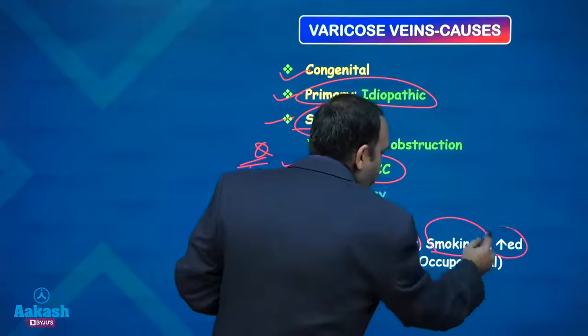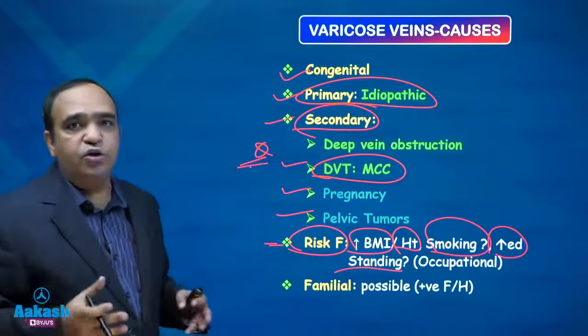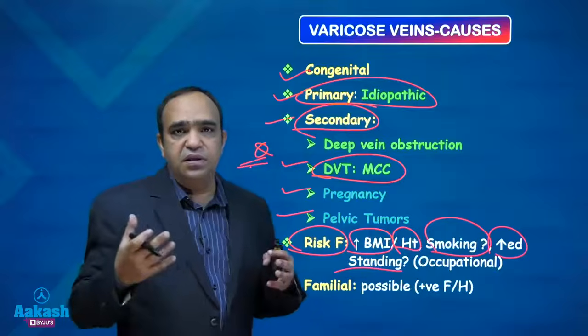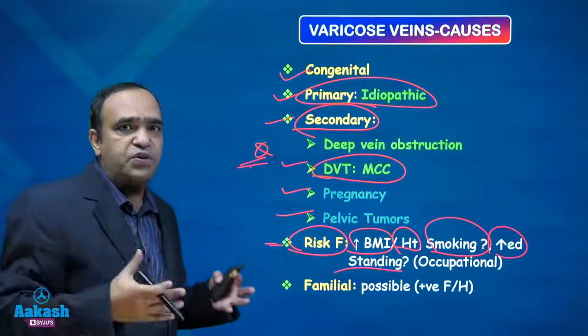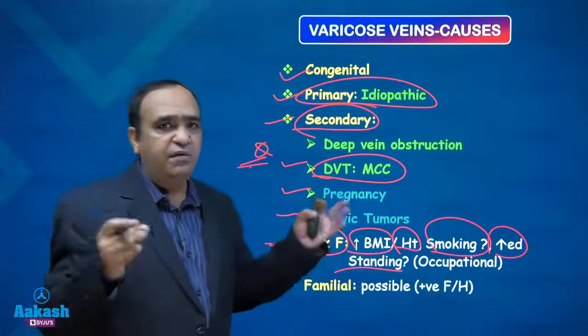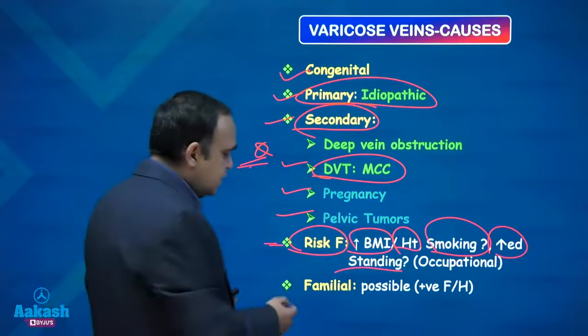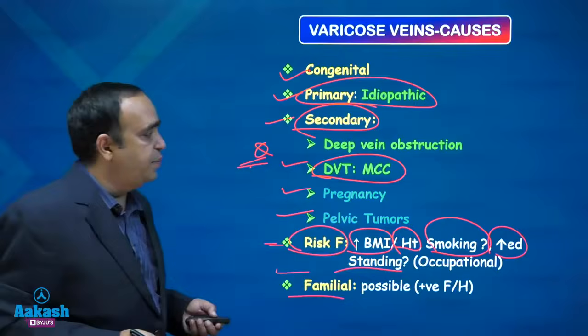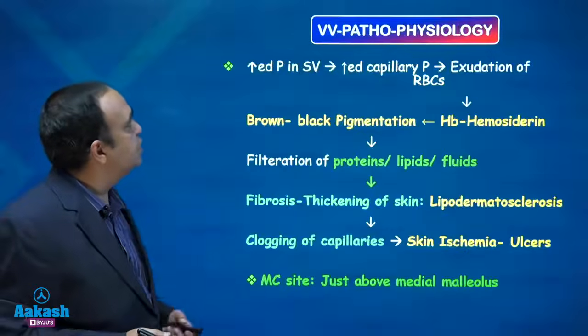Smoking has a doubtful role. Prolonged standing, certain occupations, it is said that like the security guards in a position, they are standing for 7 hours, 8 hours. So that may be one of the risk factors. There is a slight tendency for familial predisposition, right?